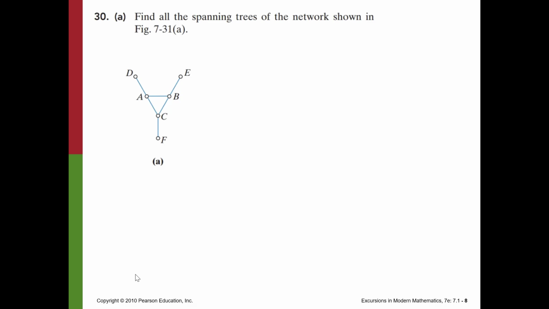And so practicing our vocabulary, n is the number of vertices. n is 1, 2, 3, 4, 5, 6. n is 6. And so a spanning tree will only need 5 edges. m is the number of edges, and we have 1, 2, 3, 4, 5, 6. m is 6. So you can see that we need to remove one edge, right? Again, we don't want to remove bridges. We only want to break up circuits, right?